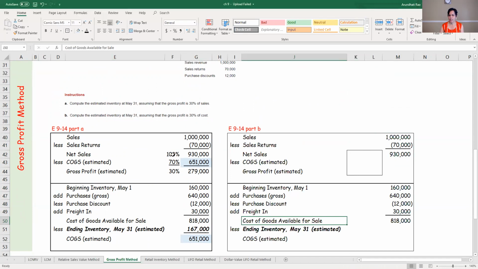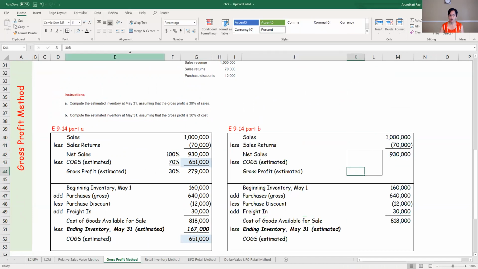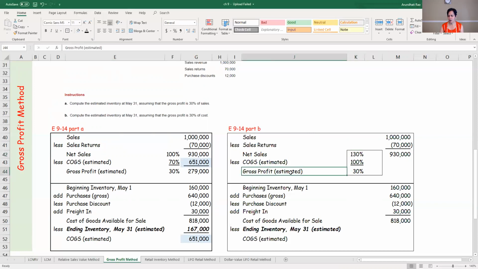Now, here I said I had gross profit was 30% on sales. Here I'm saying gross profit is 30%, but it is on cost, which means cost is 100%. So working backwards, that would then mean my sales is $130,000. There are many different ways in which you can proceed with the problem. The easiest way to understand this is if you can bring these numbers back to sales being 100%.